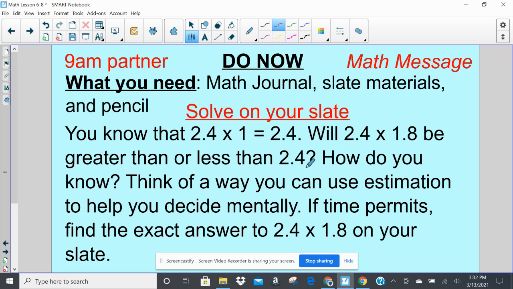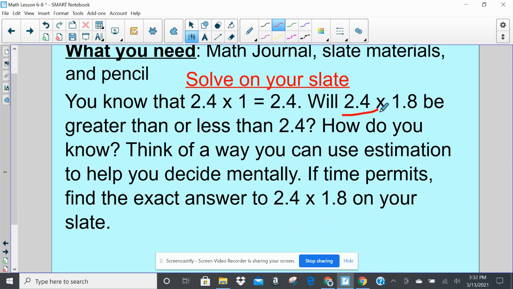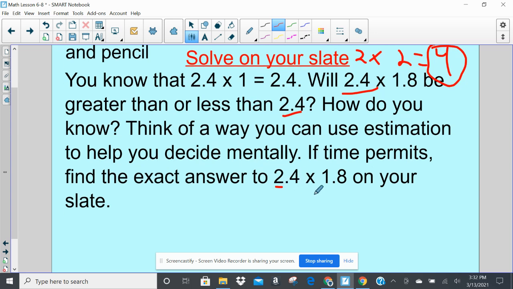We are first going to take a look here. Will 2 and 4 tenths times 1 and 8 tenths be greater than or less than 2 and 4 tenths? What did you think? Well, if I estimate this, 2.4, if I round that to 2, 1.8, if I round it up to 2, I get 4. So is it going to be greater? Yes, it is, because 4 is greater than 2.4. Okay, so today we are just rounding to the nearest whole number, especially when it comes to multiplying those decimals. Right?